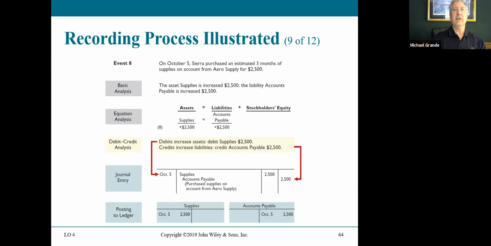Event number 8, Sierra purchased an estimated 3 months of supplies on account from a supply company for $2,500. It's not a supplies expense yet because it has not been used. If it has not been used, it's an asset. That's why we debited supplies, which is an asset account. And we're crediting the promise to pay, the accounts payable. T accounts on the bottom. Debit the asset account called supplies. Credit the liability, promise to pay $2,500.